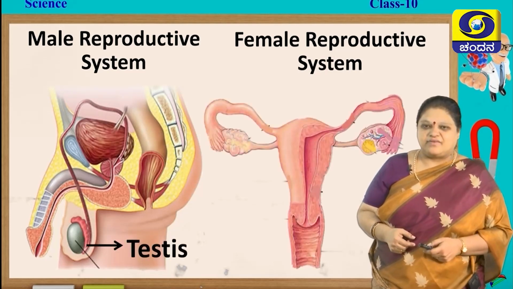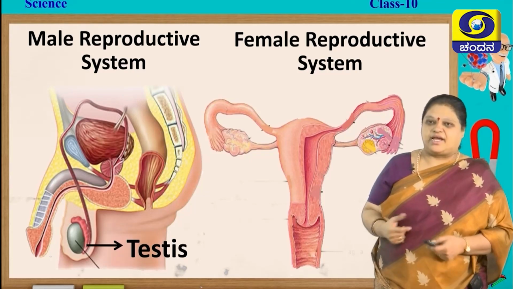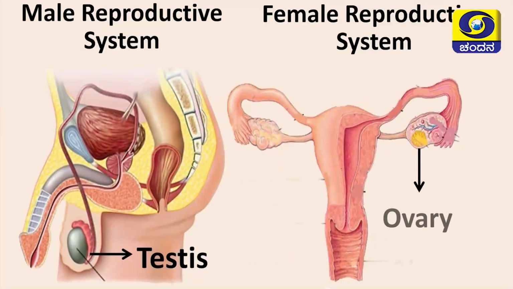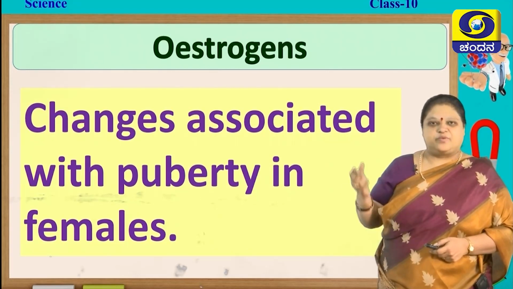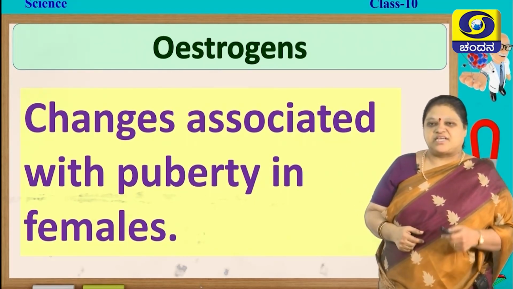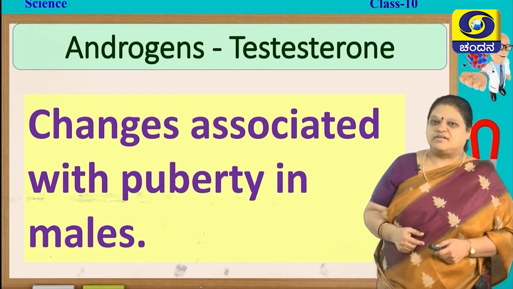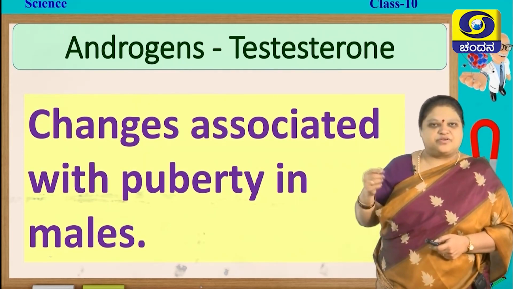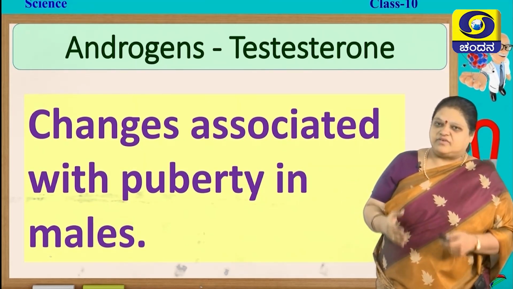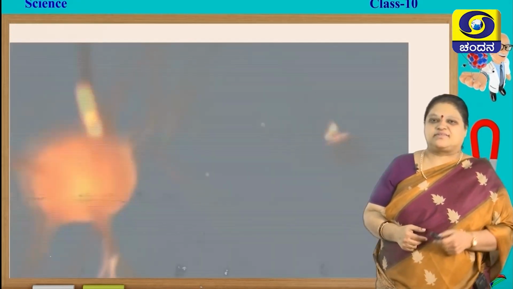Next we see the male and female reproductive systems. In the male we find the testis, which is a gonad, and in the female reproductive system you find the ovary. The female produces estrogens, which bring changes associated with puberty in females, whereas in males androgen produces testosterone, which is involved in changes associated with puberty in males.